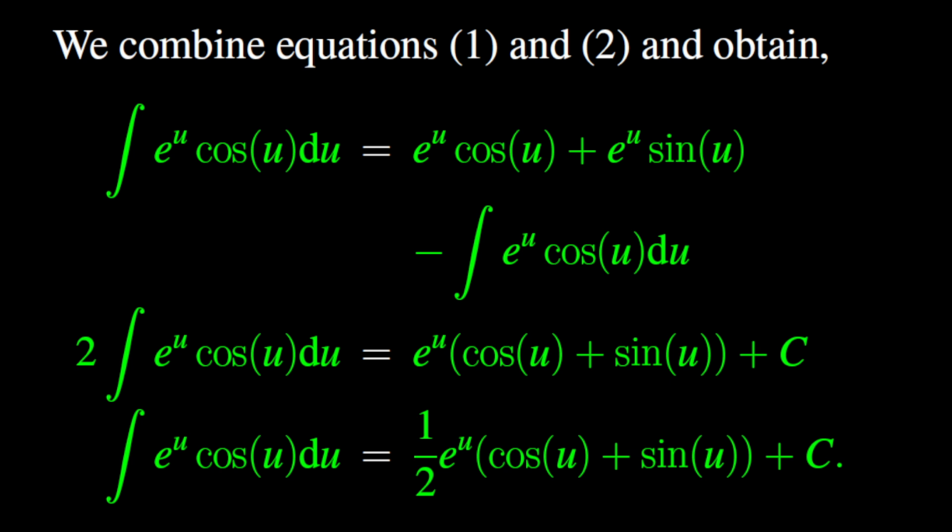We then combine equation 1 and equation 2 and we see that the integral of exponential of u times cosine of u du appears on both sides of the new equation. We move those terms to one side. When we solve the resulting equation, we see that the integral of exponential of u times cosine of u du is equal to 1/2 times exponential of u times the sum of cosine and sine of u plus the constant c.